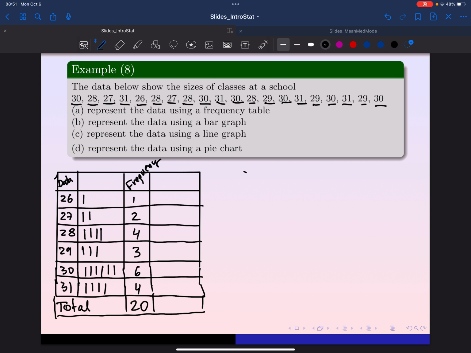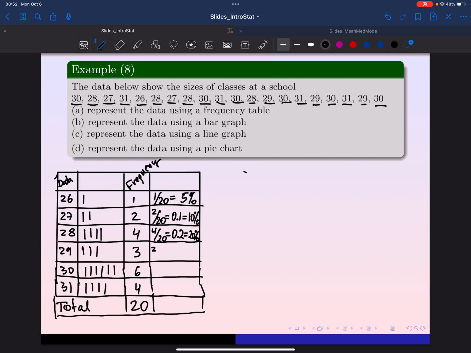Now we can calculate the relative frequency, so represent each as a fraction and as a percentage. So we have 1 out of 20. If we divide 1 out of 20, it's 0.05 or 5%. Then we have 2 out of 20. It would be 0.1, which is 10%. And fill it up, all of them. 4 out of 20. 4 out of 20 is 0.2, and that is 20%.